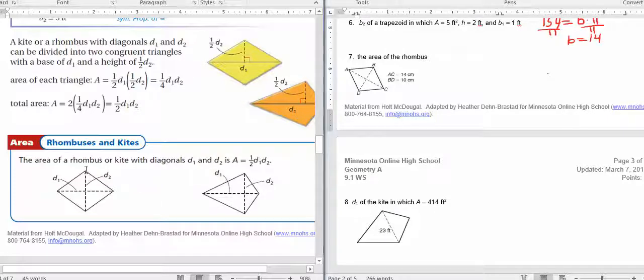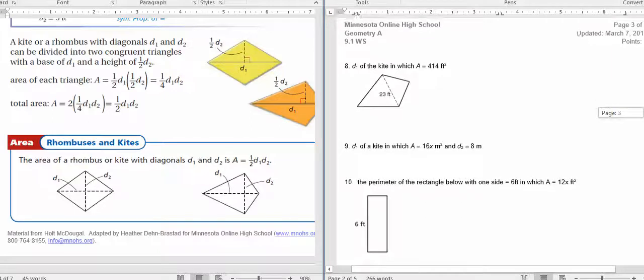And the diagonal goes from one vertex to the one opposite. That's how you find a diagonal. So on this one, they tell us that AC is 14, and they tell us that BD is 10. So you just need to use the formula as it's written to find this one. This one will be pretty straightforward. And it'll be one diagonal, which is 14, times the other diagonal, which is 10.